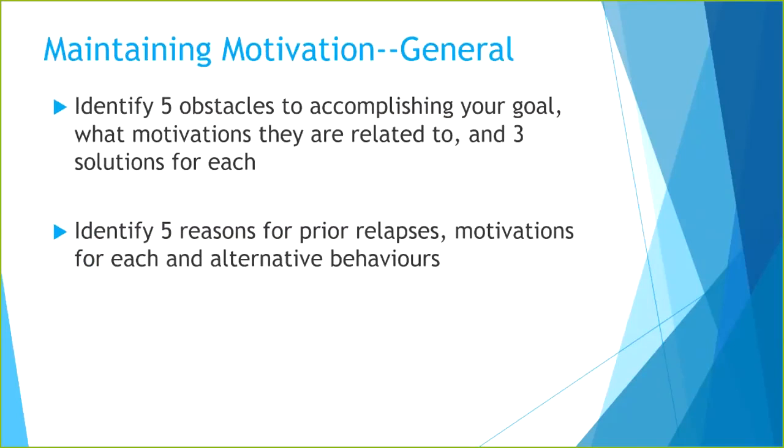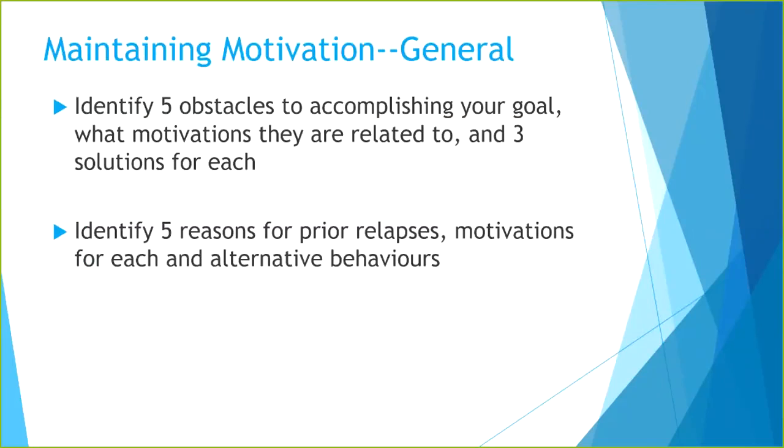In general, have people identify 5 obstacles to accomplishing their goal, what motivations they're related to, and 3 solutions for each. So they know what their obstacles are or what they have been in the past. Have them identify those and come up with 3 solutions, because one solution may not work. But out of 3, you're generally going to come up with at least 1 that helps.